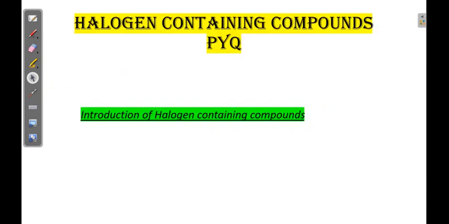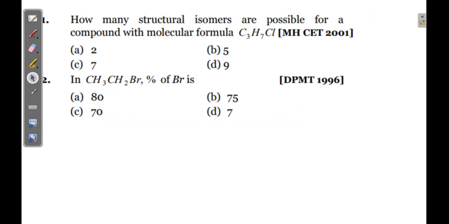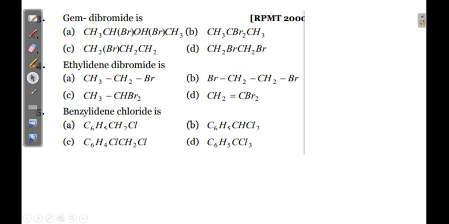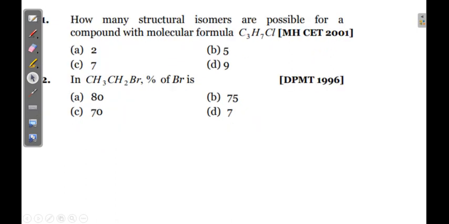These are the previous year PYQs up to haloalkanes preparations. Question number 1: how many structural isomers are possible for a given compound? You can check it. This is the isomerism topic, class 11th. You learned GOC. See here, CH3, CH2, CH2, Cl. It is one structure. Is there any other structure?